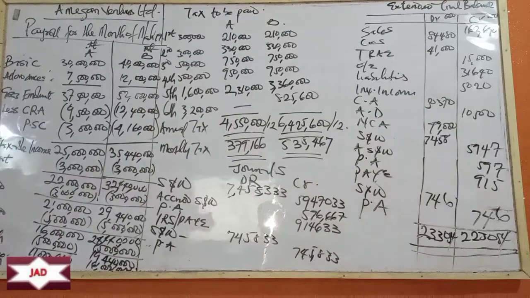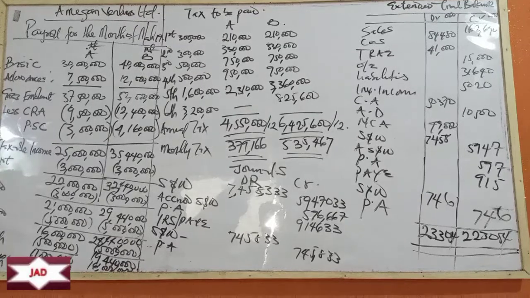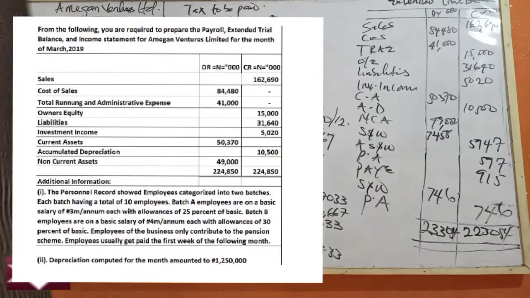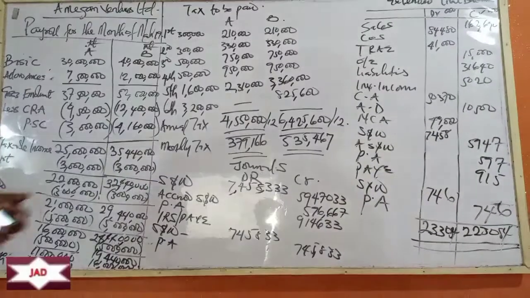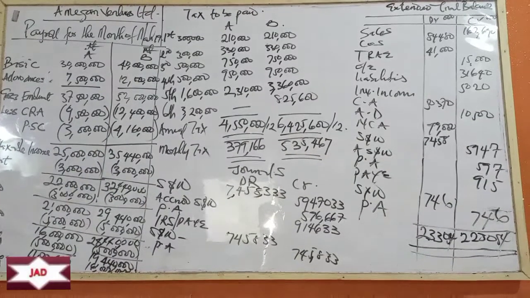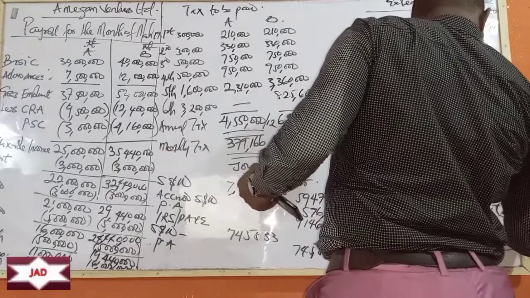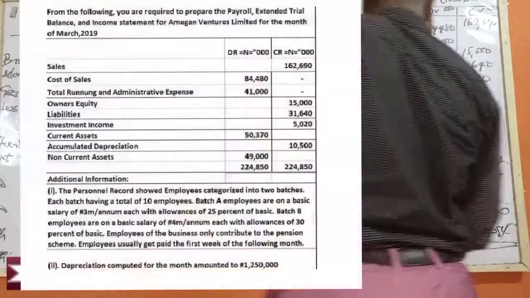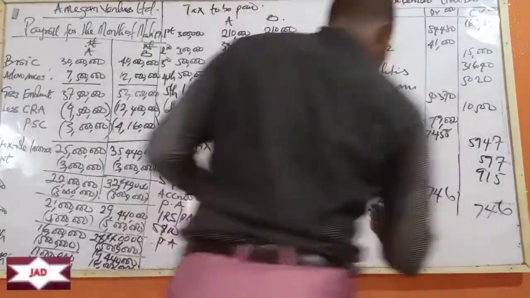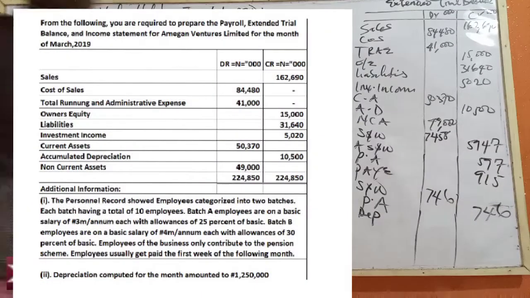Okay, so that is the extended trial balance. It's quite a long class, but it's worth it. So what about our accumulated depreciation? We didn't put that. I can see depreciation here, accumulated depreciation there is 1,250. So we're going to have to add that. So let's add that somewhere here. We're going to say depreciation now, 1,250.